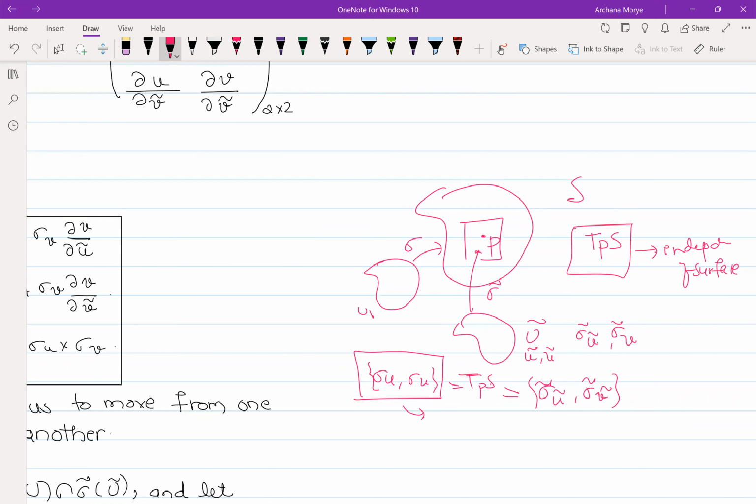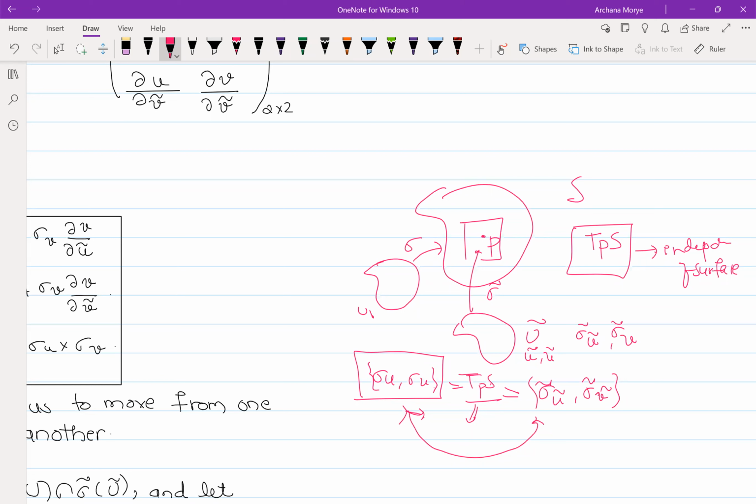Right. And whenever you have a tangent vector space which is two-dimensional, and you have two bases, what can you say about those? What is the relation between these two bases? One can be written as a linear combination of the other, like sigma tilde can be written as some linear combination of sigma_u and sigma_v. But sigma tilde u tilde and sigma tilde v tilde are on the plane generated by sigma_u and sigma_v.